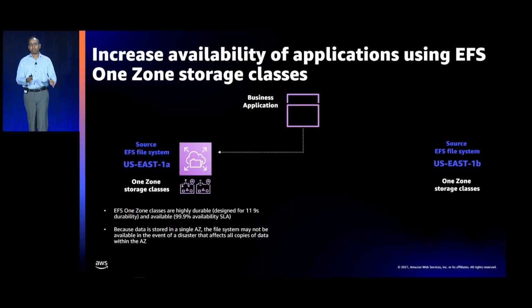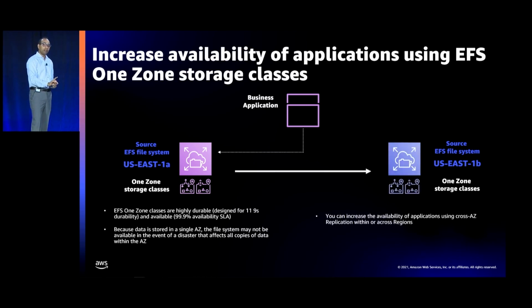So we've got customer use cases not only around cost, but also around availability. Like I previously said, EFS one-zone storage classes are highly available. We've got 3 nines of availability SLA with our one-zone storage classes. But I also said that EFS one-zone storage classes redundantly store the data within a single availability zone. So since they're storing the data in a single availability zone, the file system may not be available in the event of a disaster that affects all copies of that data in that availability zone.